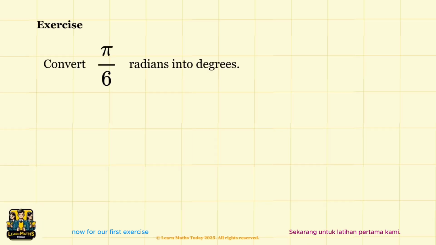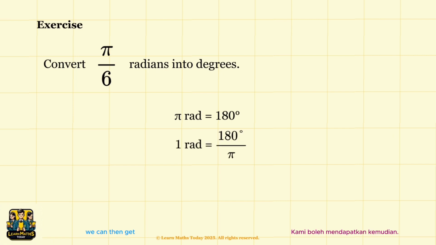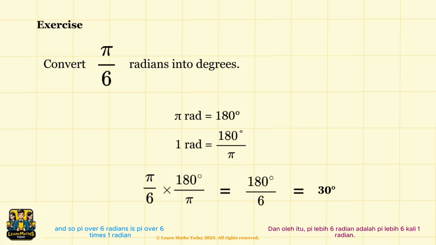Now for our first exercise, which is to convert pi over 6 radians into degrees. Remembering that pi radians is equal to 180 degrees, we can then get 1 radian is equal to 180 degrees over pi. And so pi over 6 radians is pi over 6 times 1 radian, which is 180 degrees over pi, and we get 30 degrees.